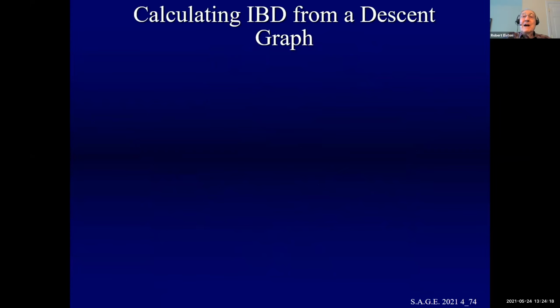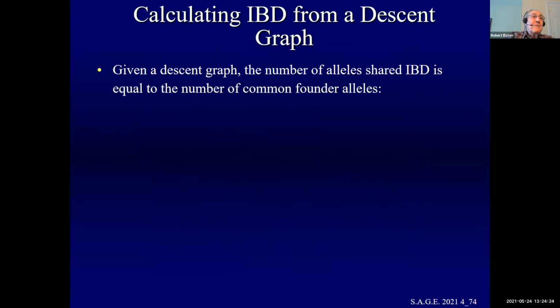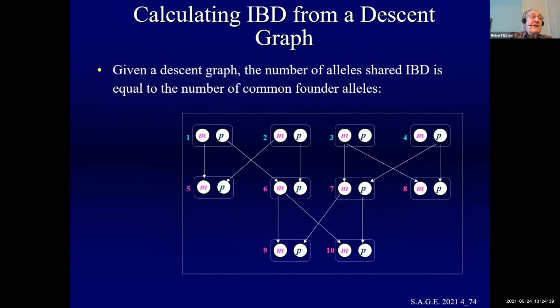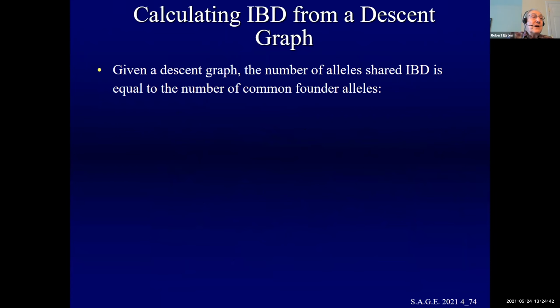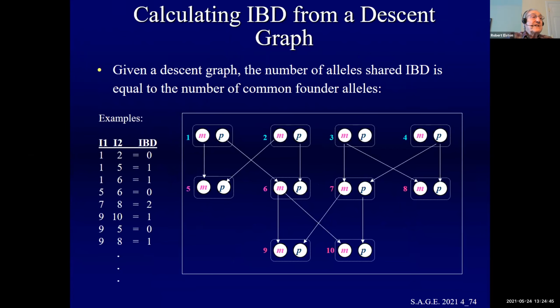So now we're going to talk about how we calculate identity by descent from a descent graph. So given a descent graph, the number of alleles shared identical by descent is equal to the number of common founder alleles. All right. Let us look at examples. Individuals 1 and 2. They share no alleles identical by descent because they're both founders, and by assumption, all the founders are independent.